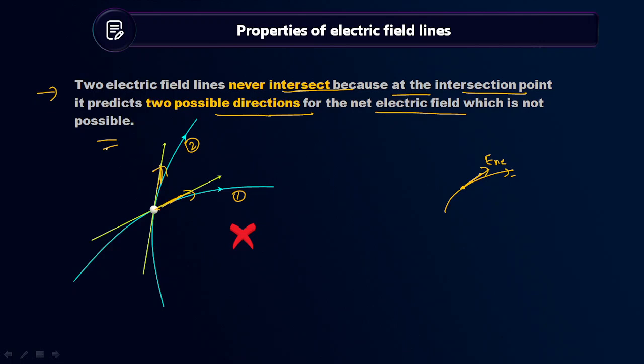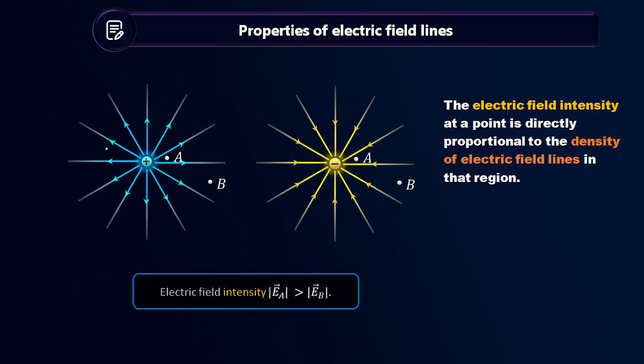Simple, clear? Next, property 5: the electric field intensity at a point is directly proportional to the density of the electric field lines in that region. So here now suppose we consider two points, point A and point B.